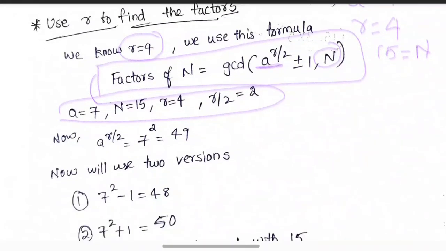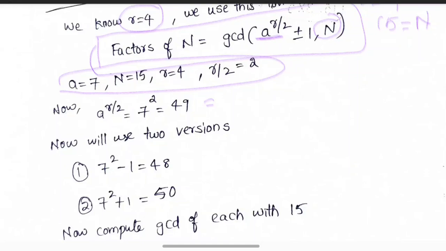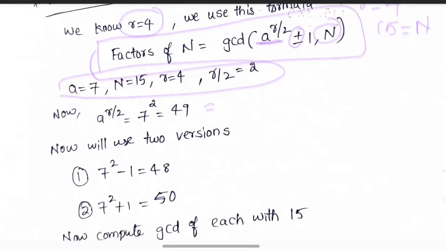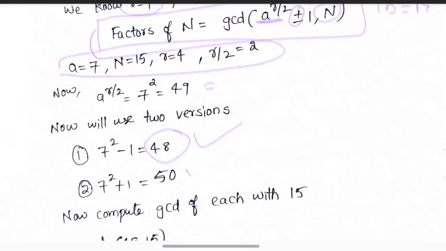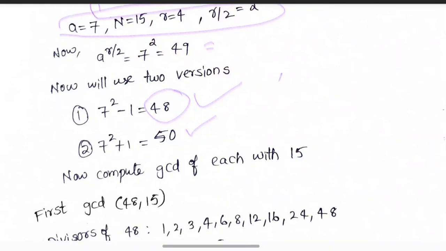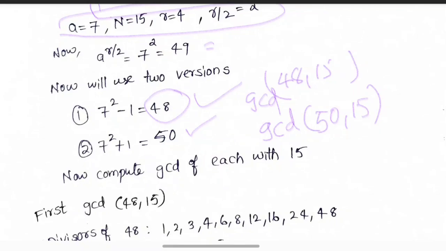So you already know these values. Now just substitute. So a power r by 2 is nothing but 7 power 2, that is equal to 49. You have two cases, plus or minus, right? So 7 square minus 1 is nothing but 48, and 7 square plus 1 is nothing but 50. Now compute GCD: GCD of 48 comma 15 and of 50 comma 15 you need to find.